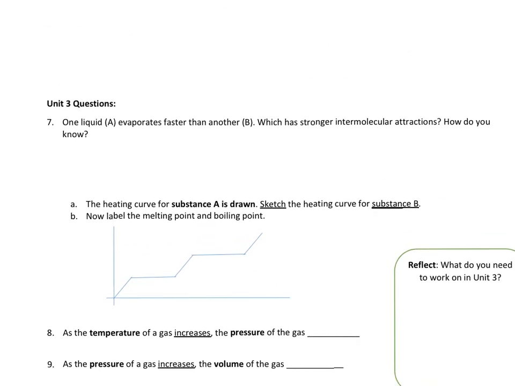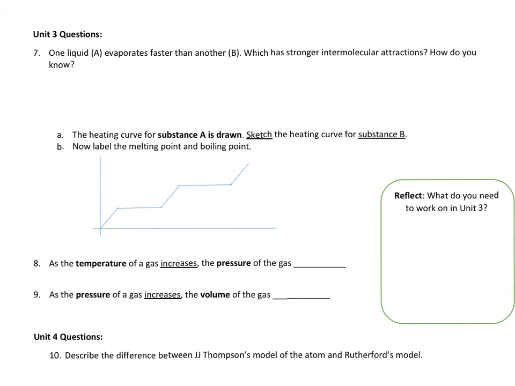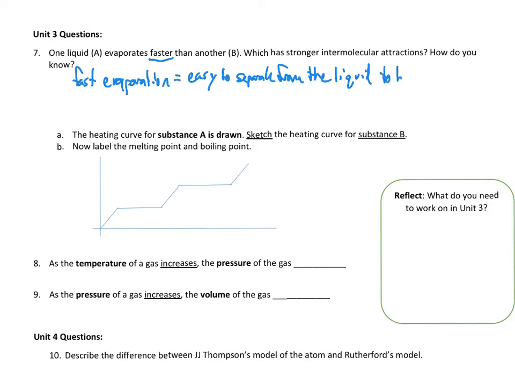Okay, so on to the back side. Unit 3. We have one liquid, liquid A, evaporates faster than another, B. Which has the stronger intermolecular attractions, and how do you know? So remember, fast evaporation means it is easy to separate from the liquid to become a gas. That's what it means to evaporate.